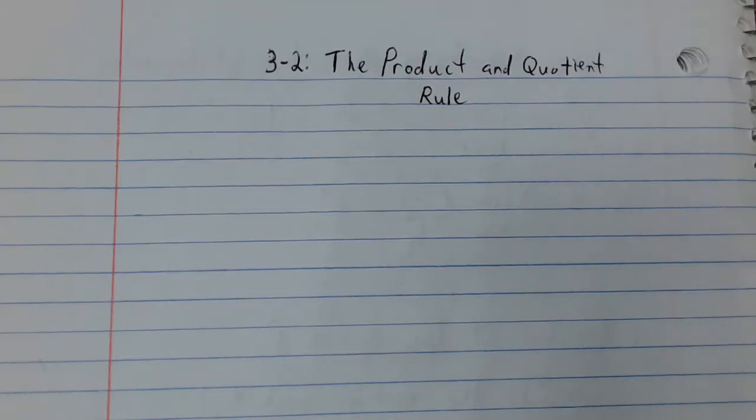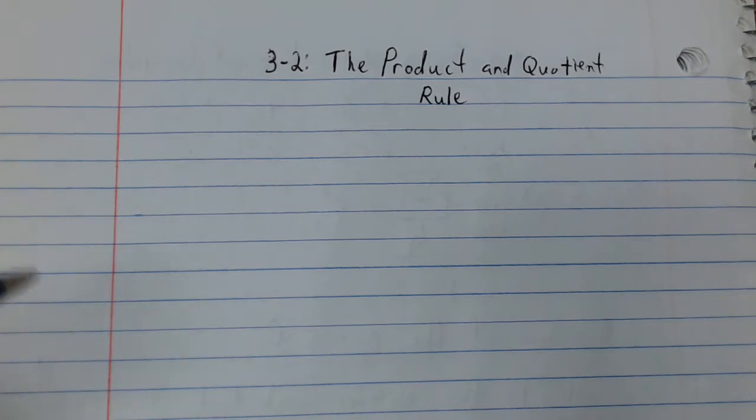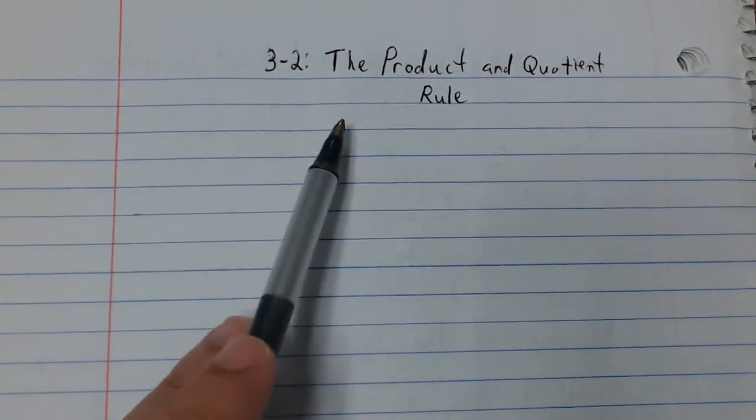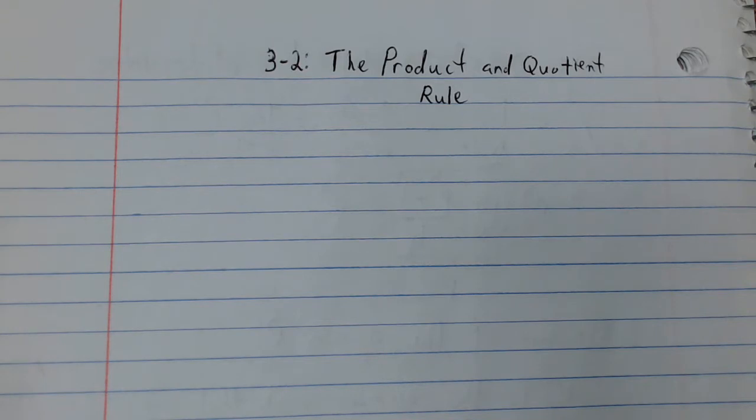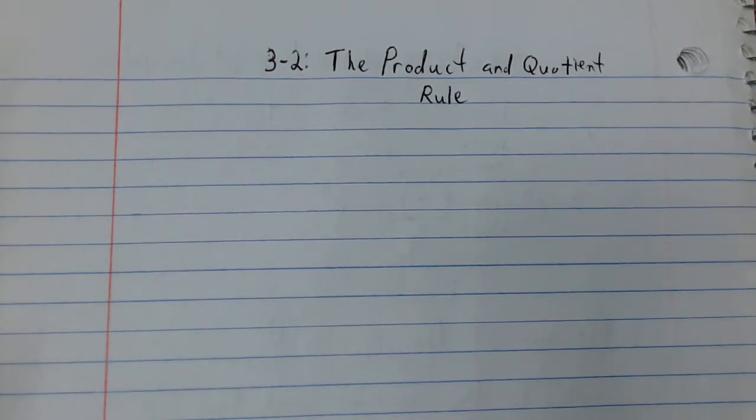Okay, so in this section, we're going to talk about two specific rules of finding derivatives, which are the product and the quotient rule. These actually enable us to find derivatives of functions where we're multiplying two functions together or when we're dividing two functions.